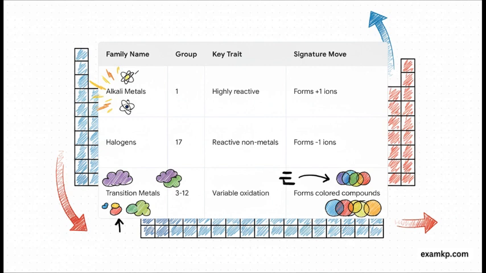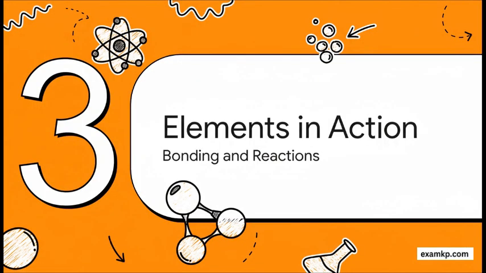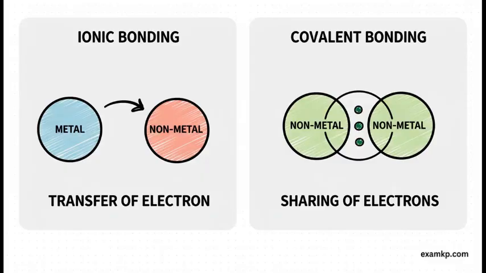Okay, so we know the trends and we've met the families. Now let's see how these elements actually interact. This is where we get to the real heart of chemistry, bonding and reactions. And guess what? It all comes right back to the periodic table. When a super reactive metal from the left side, like sodium, meets a super reactive non-metal from the right side, like chlorine, it's not a negotiation, it's a transfer. The metal gives away its electron, the non-metal takes it, and bam, they form a really strong ionic bond.